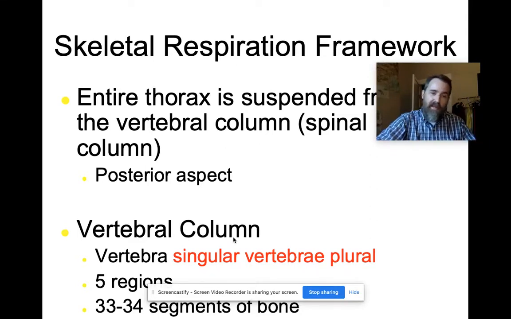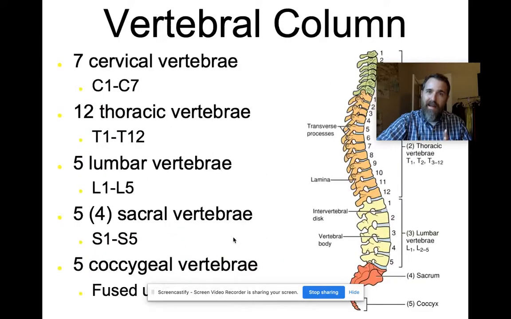This generally is 33 to 34 segments of vertebrae, although it can vary a little bit. You might have some people with 32. But we have 5 primary categories of vertebrae. Starting from superior to inferior, you have cervical, thoracic, lumbar, sacral, and coccygeal, or your coccyx, your tailbone.